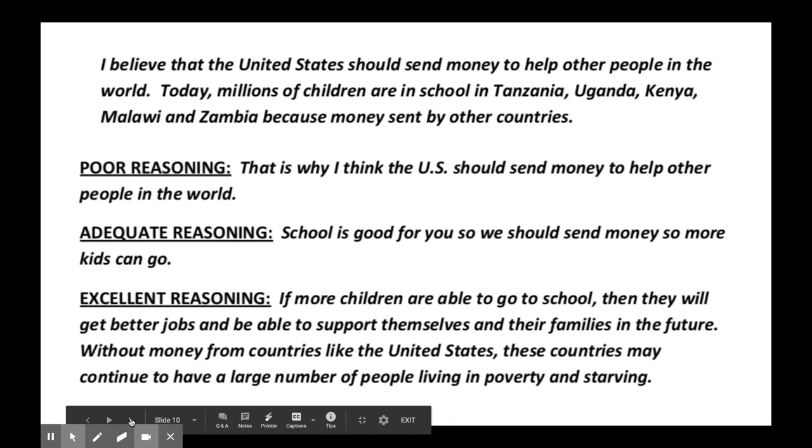If we look at the poor reasoning, notice that it's not really explaining anything. It tells us a little glimpse, but just not enough. Notice the excellent. We're providing a reason for why this money should be sent. We're elaborating on the reasoning behind it. So again, take a minute to read over these and notice the difference between the poor, adequate, and excellent reasonings.